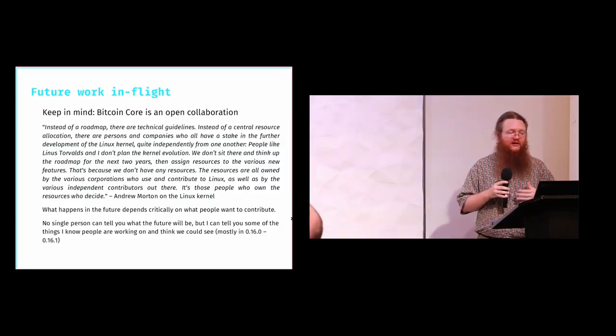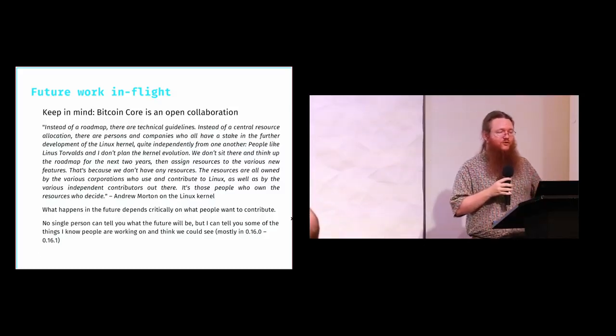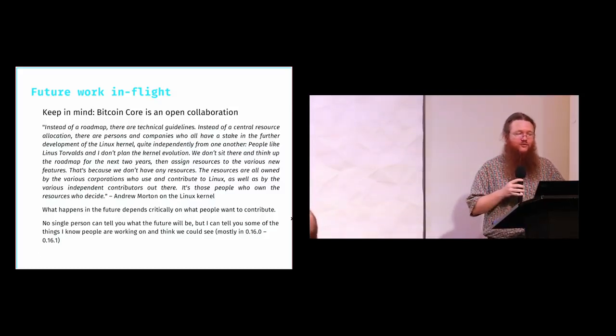So I have this great quote here I'd like to read from Andrew Morton, who's one of the big Linux kernel developers, where he says, instead of a roadmap, there are technical guidelines. Instead of a central resource allocation, there are persons and companies who all have a stake in the further development of the Linux kernel, quite independently from one another. People like Linus Torvalds and I don't plan the kernel evolution. We don't sit and think up the roadmap for the next 2 years and then assign resources to the various new features. That's because we don't have any resources.